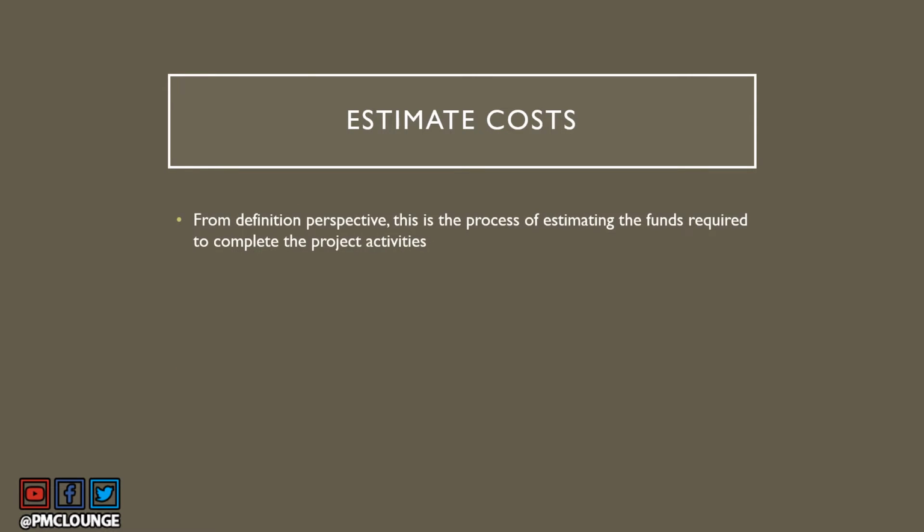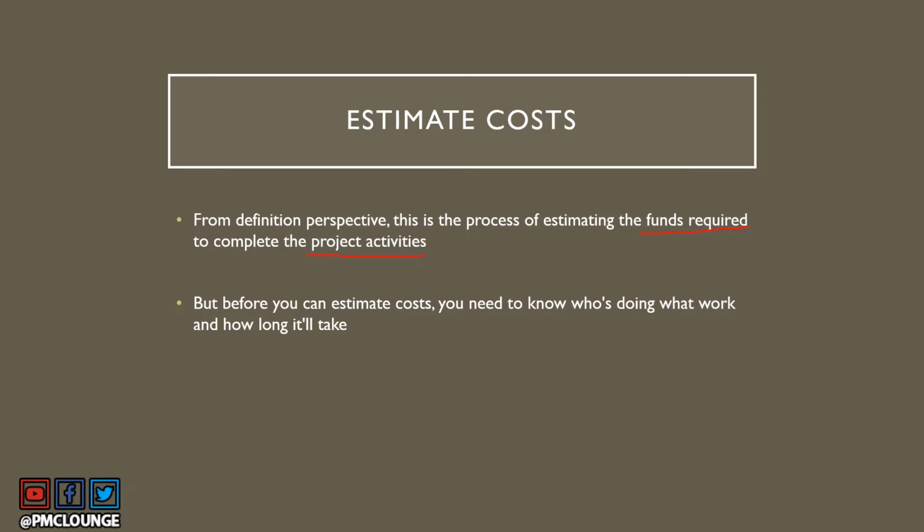Okay, so from definition perspective, this is the process of estimating funds required. Remember, it is estimate costs process, right? So this is where you estimate the funds required to complete project activities and achieve the project goals, achieve the project objectives, right? So what are the funds that you would need to do so? That is exactly what you do in estimate costs process.